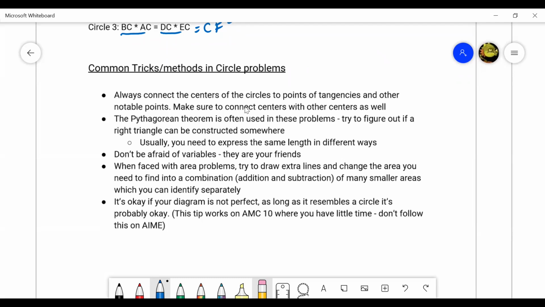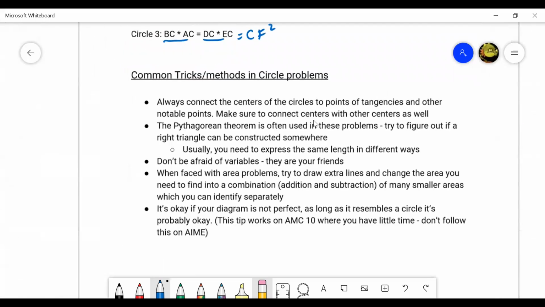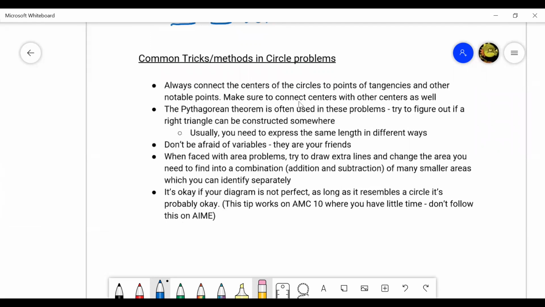And again, the Pythagorean theorem, which I actually haven't mentioned, is very, very common in these types of problems, and we'll see that later as well. So a lot of times you can try to find right angles. Points of tangency are usually the best bet when it comes to that.